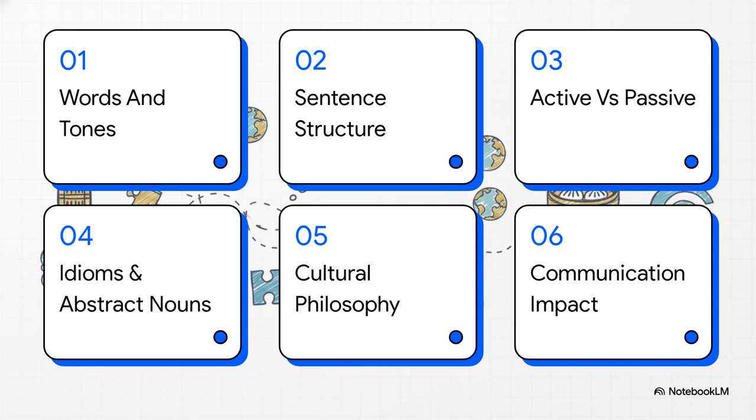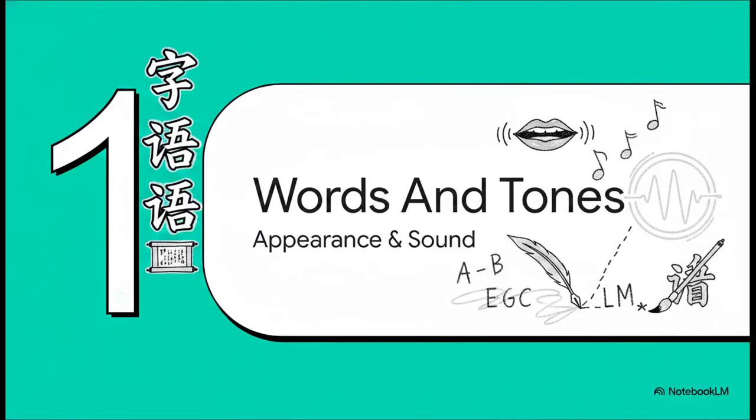Here's a quick look at our roadmap. We'll be covering written words and tones, sentence length and structure, active versus passive voice, idioms and abstract nouns, emphasis and cultural philosophy, and finally, the impact on pragmatic communication. Let's jump right into Section 1, Written Words and Tones.